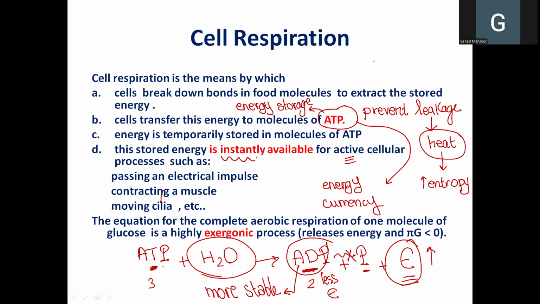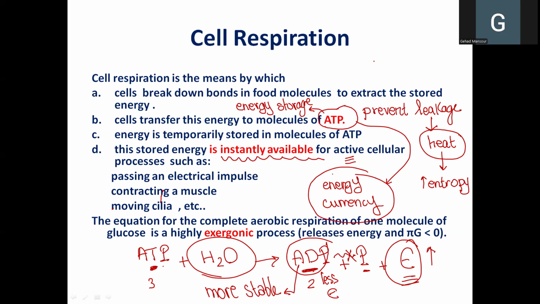And is it important to say instantly available for active cellular processes? Yes, because this emphasizes the idea that ATP is the energy currency of the cell, meaning that it's very easy to obtain energy from ATP. And that's why ATP is an excellent candidate molecule for delivering energy to the cell, because hydrolysis of ATP is easy. The energy released from ATP is easily utilized by the cell, so it is instantly available.